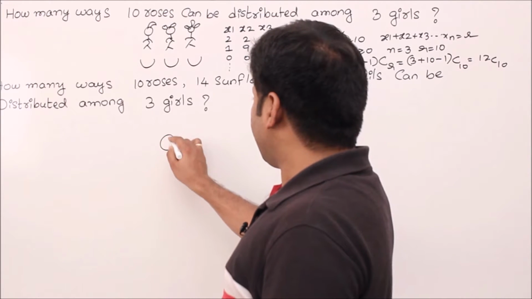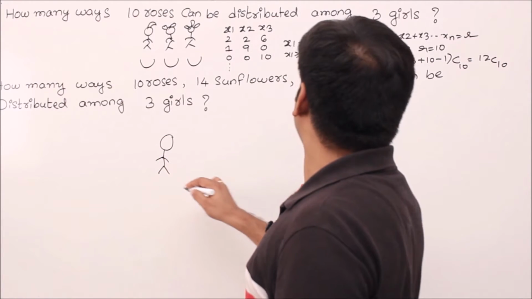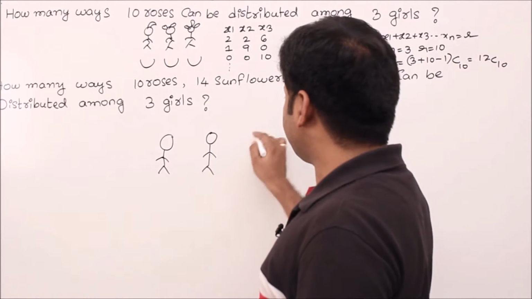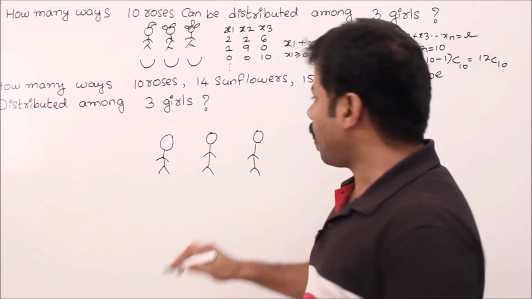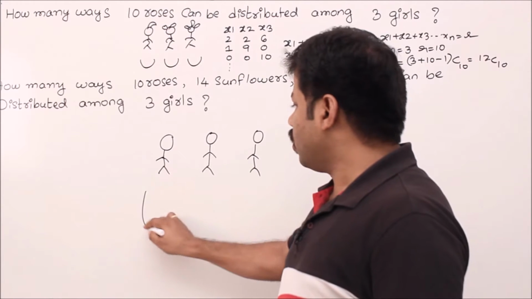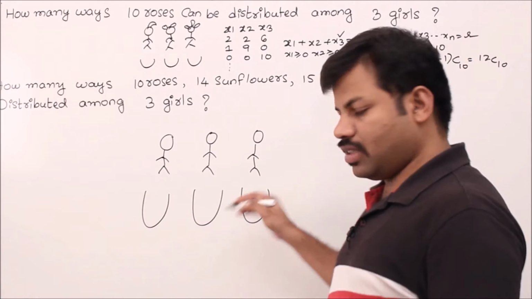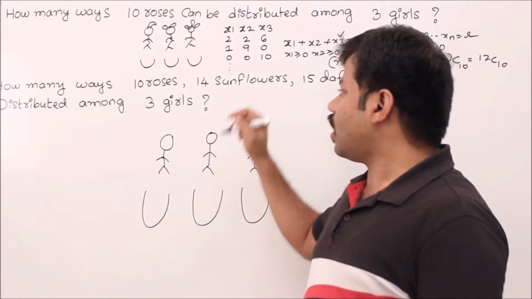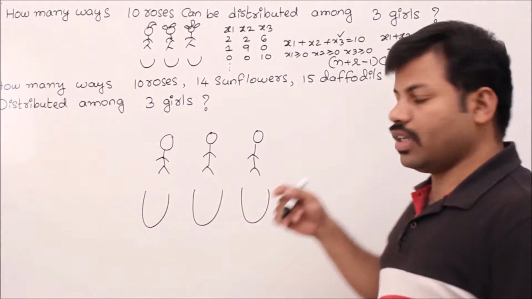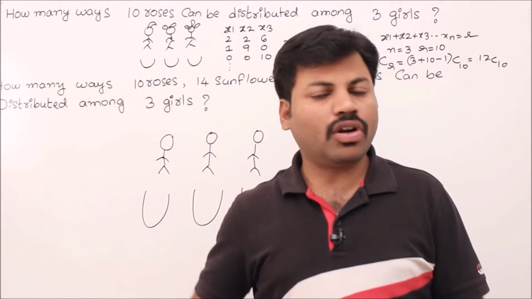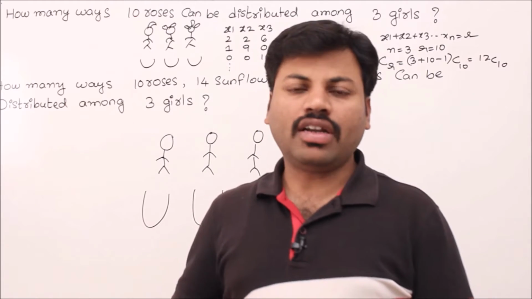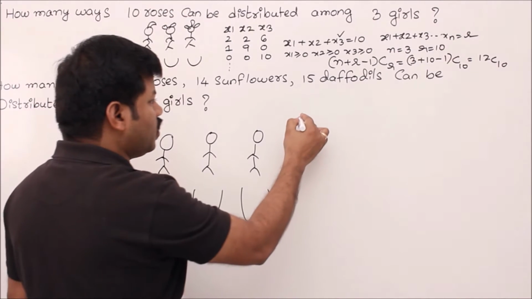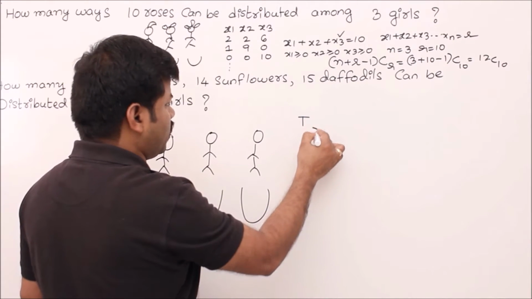What I do is, first I draw the girls. Let's say there are 3 girls, right? Then distribute all the flowers. Why don't we do this systematically? First distribute roses, after that distribute sunflowers, after that distribute daffodils. If you do that, at a time your task will be only distributing one kind of flower. For that we already have a formula, isn't it? That's why let me do the distribution of roses first.